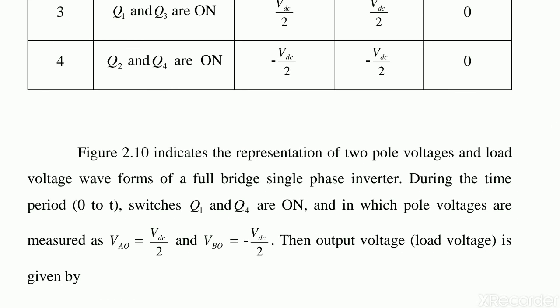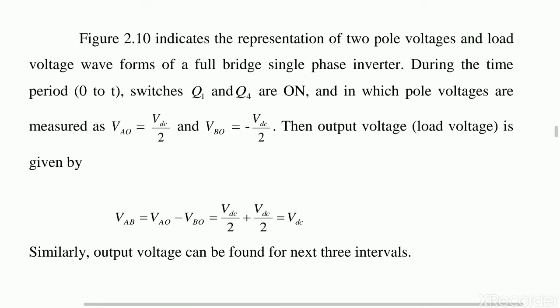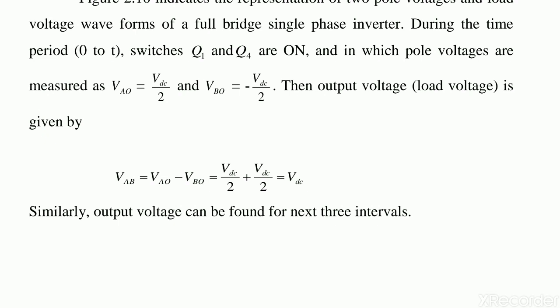So it indicates the load voltage waveform of the full bridge single phase inverter. During this time period, switches Q1 and Q4 are on and pole voltages are VDC by 2 and minus VDC by 2, then the resultant voltage VAB is equal to VDC.